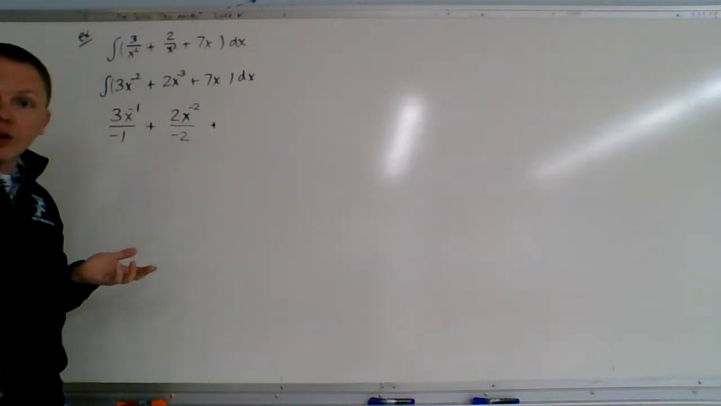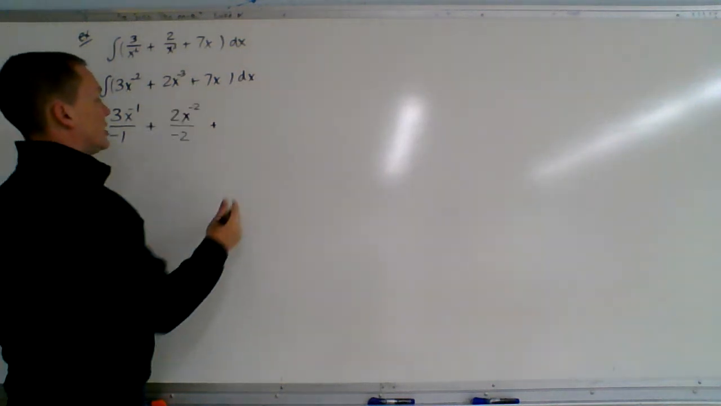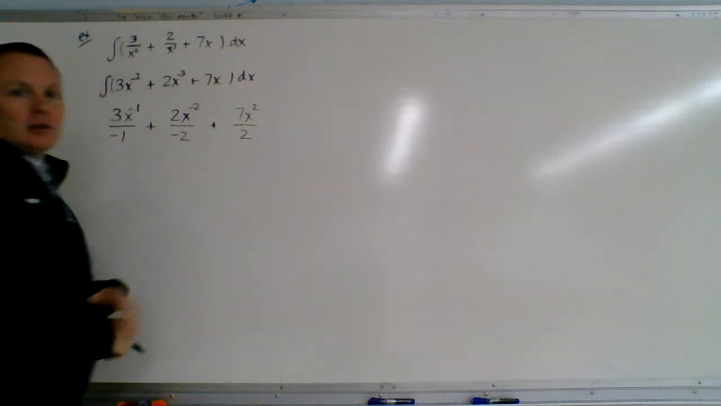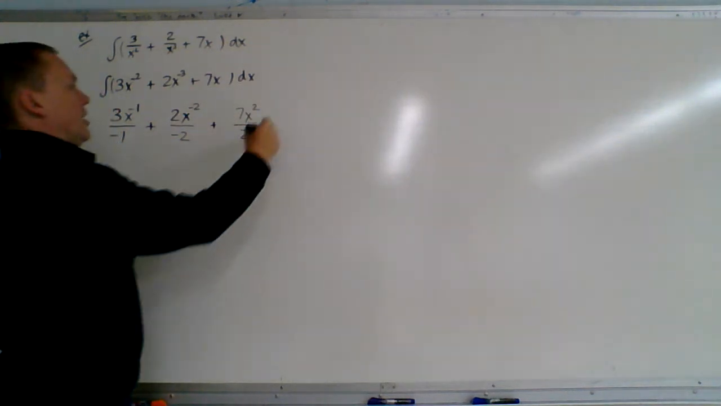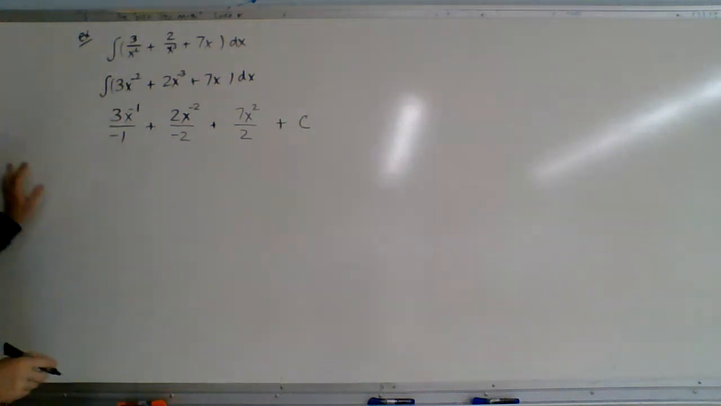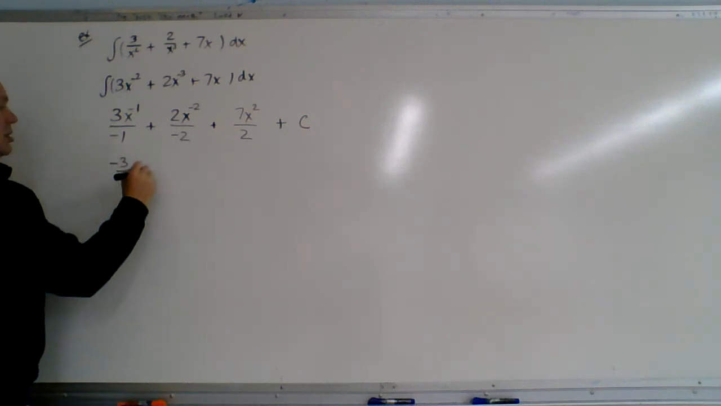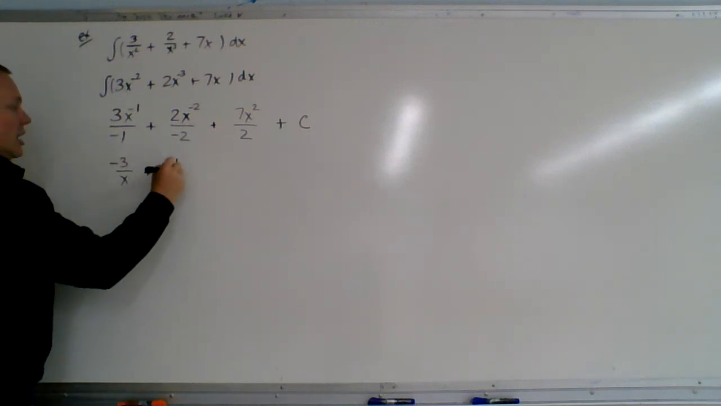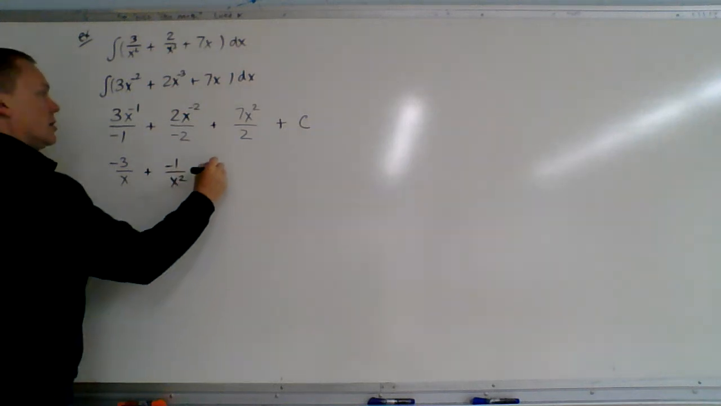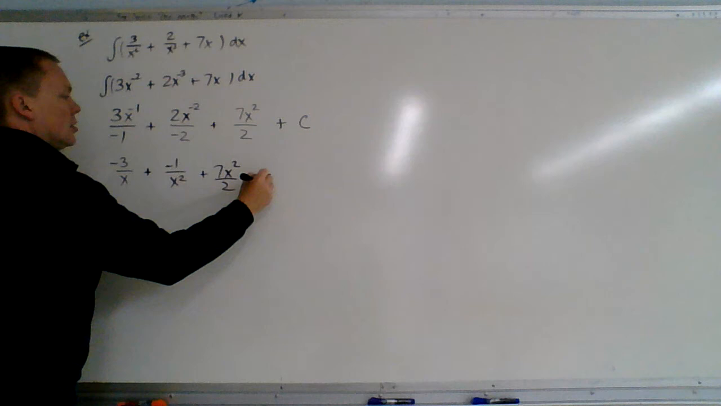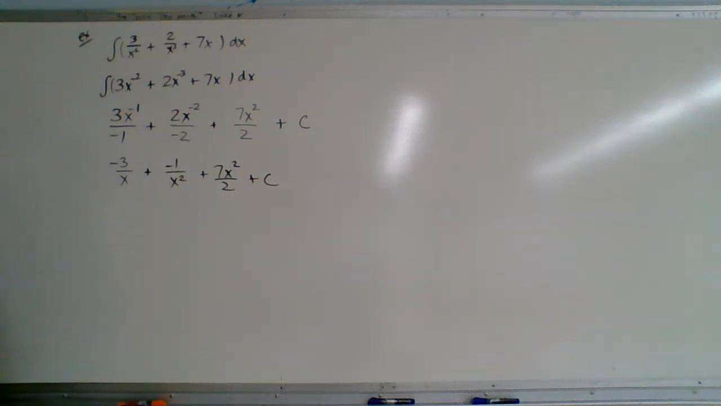And that power rule actually works here, guys. 7x to the first, add 1 to the exponent, and divide by that exponent. And then I don't forget the chips. Okay, so there's the answer. Ugly looking, but if we want to clean it up, it would be negative 3 over x plus negative 1 over x squared plus 7x squared over 2 plus chips.